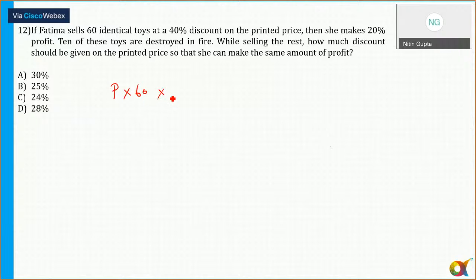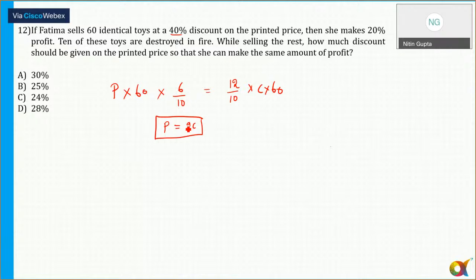So the multiplying factor is 0.6, which is 6 by 10. Taking a 40% discount means I'm charging only 6 by 10, which you can say is 3 by 5. Then she makes a 20% profit. So 20% profit means what? 12 by 10, 1.2, is equal to 12 by 10, and that is on the CP, the cost price of the 60 items. So from here we observe that P is equal to 2C. The price printed on the toys is just double the cost price.